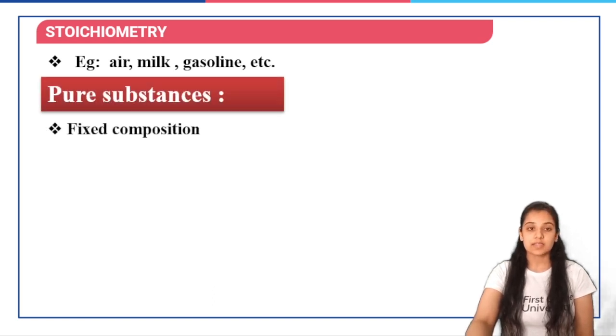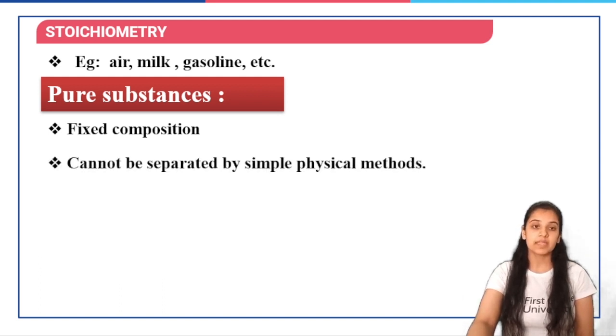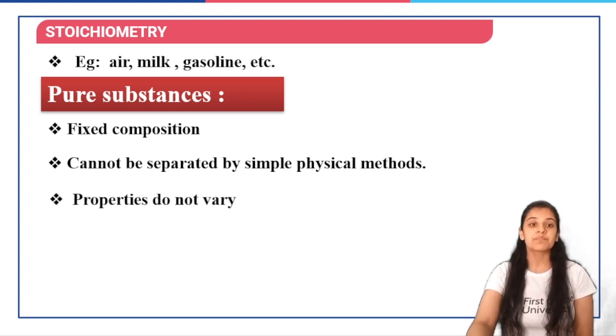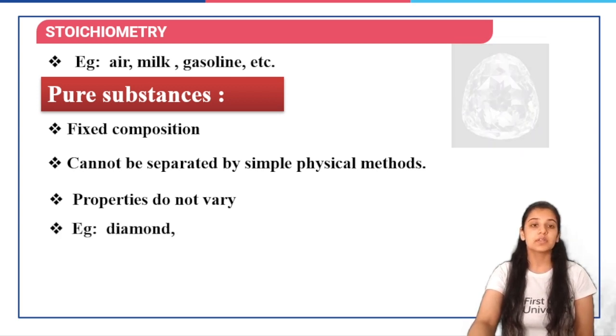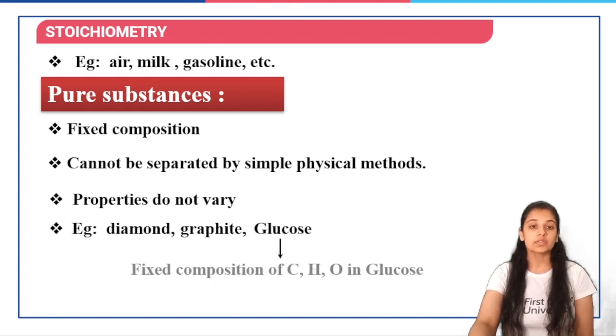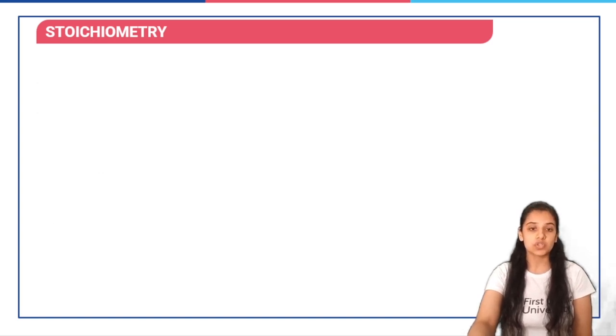Now, what are pure substances? Pure substances are going to have a fixed composition. They cannot be separated by simple physical methods. It's very difficult to separate the pure substances by simple physical methods. Also, if they are already pure, there is no need for us to go into further separation methods. Their properties do not vary. For example, diamond, graphite, glucose, which has a fixed composition of carbon, hydrogen, and oxygen in it.